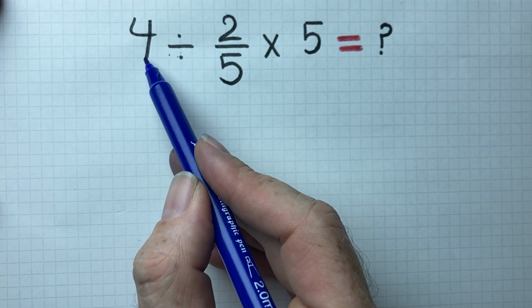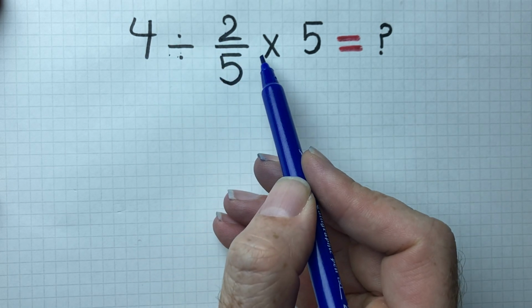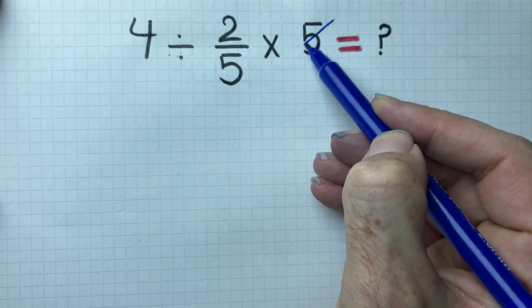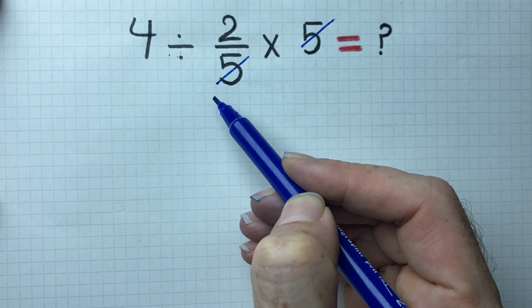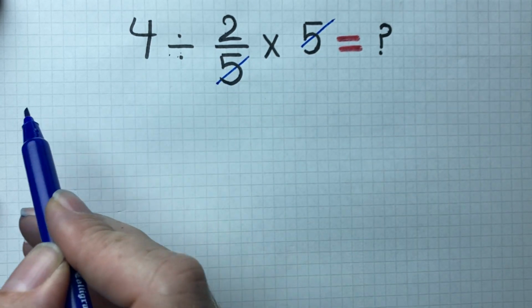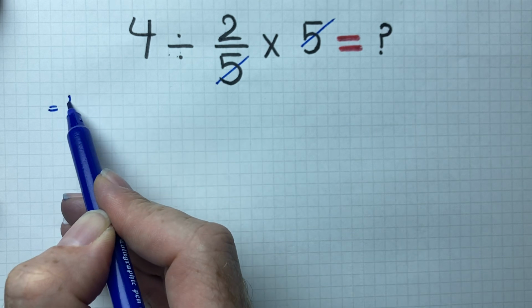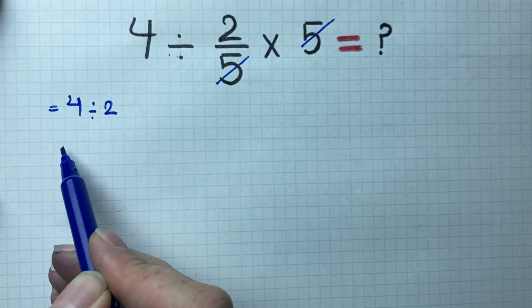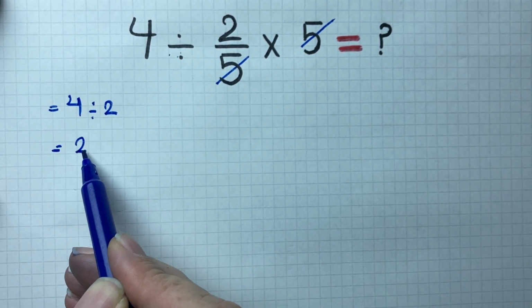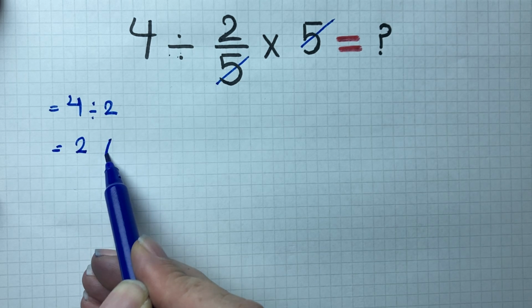We are going to find the value of 4 divided by 2 over 5 times 5. This 5 on top, this 5 on the bottom can be cancelled off. So the answer is going to be, let me write it here, 4 divided by 2. As you know, 4 divided by 2 is 2. If your answer was 2, you are wrong.